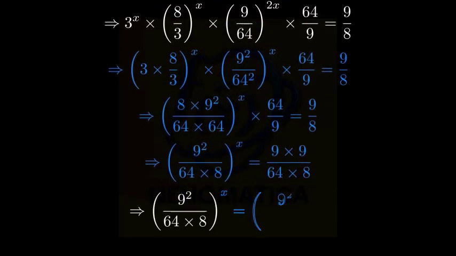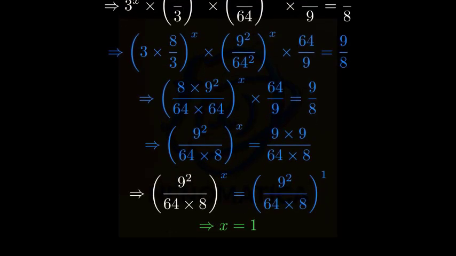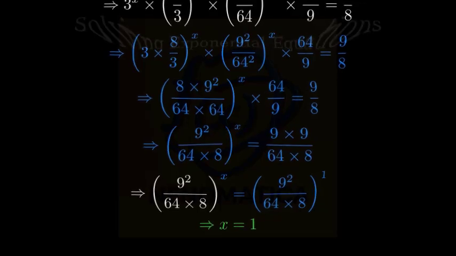Let's simplify both sides further. 9 squared equals 81, and 64 times 8 equals 512. So we have 81 over 512, all to the power of x, equals 81 over 512 to the power of 1. When the bases are equal on both sides, the exponents must also be equal. Therefore, x equals 1. This is our solution.